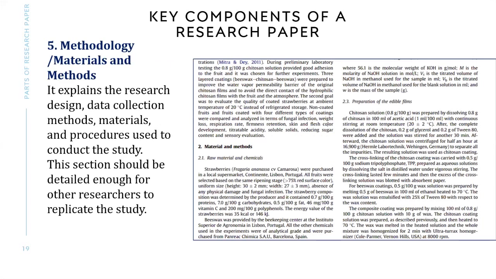And the methodology can be divided into materials and methods. If it is an experimental work, you can divide it into materials and methods. You can mention the raw materials, whether there are any chemicals or atmospheres, in the methodology part. And are there any procedures? Any kind of flowcharts? If there is a step-by-step procedure, you can mention all those things in the methodology.